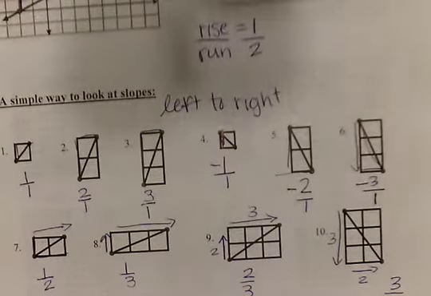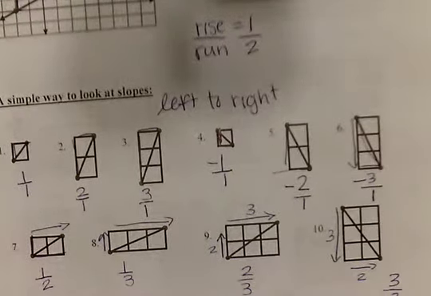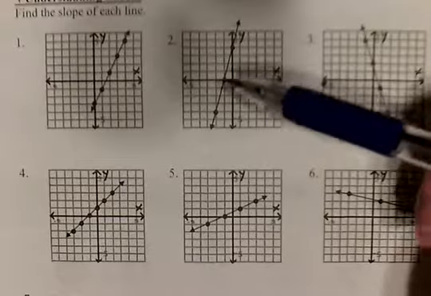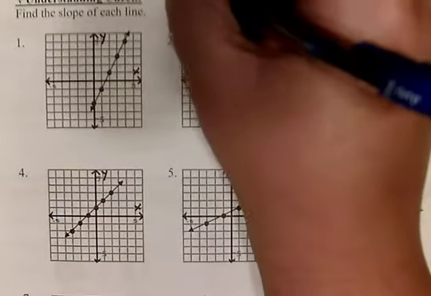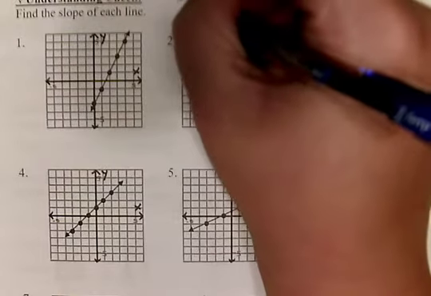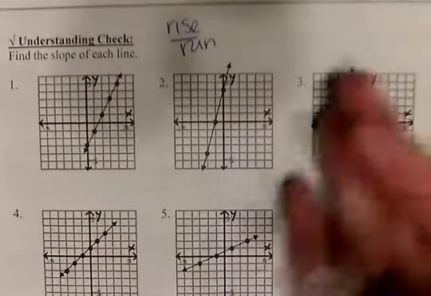And the understanding check at the bottom is for you to do. On the next page is more understanding checks. So now they've taken it and put it back in a graph. So remember, you find the rise over the run for each of these.